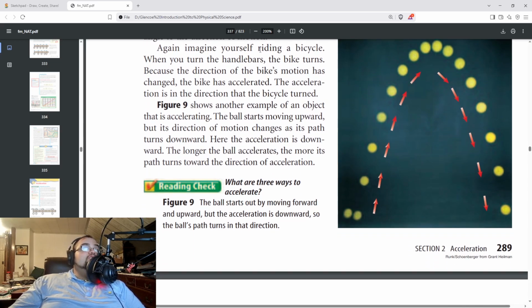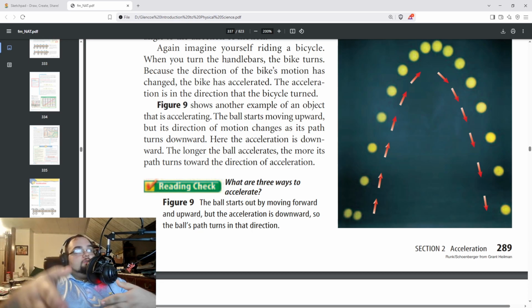Again, imagine yourself riding a bike. When you turn the handlebars, the bike turns. Because the direction of the bike's motion has changed, the bike has accelerated. The bicycle's direction has turned. It's staying the same speed, but its direction is changing. So it has to be accelerating.